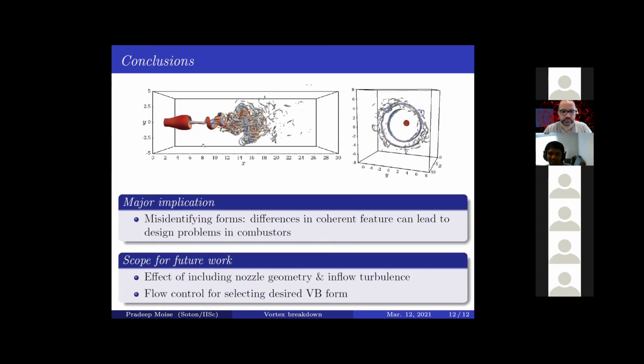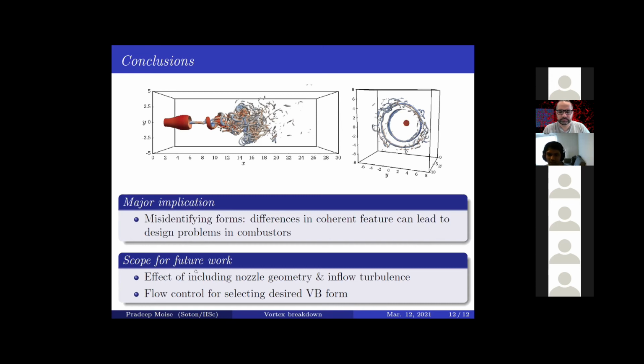And a final slide. One of the major implications of the study is that if you do not identify the correct form, the dynamic flow structures are quite different. Even though the mean flow might be similar, the dynamic flow structures are quite different, and misidentifying these can lead to design problems, especially in combustors where swirling flows are highly used.